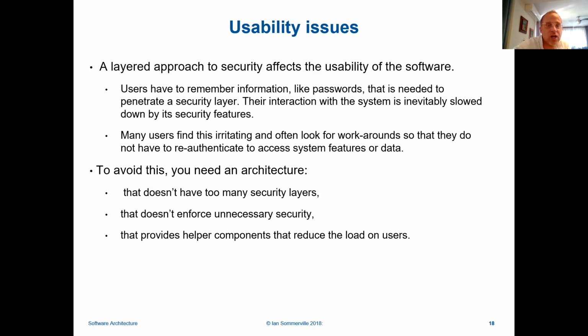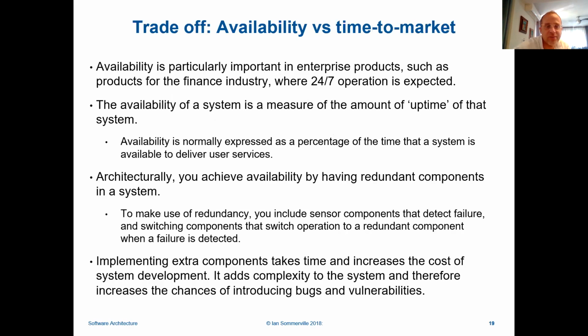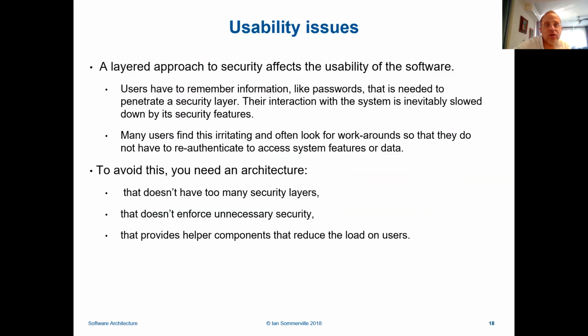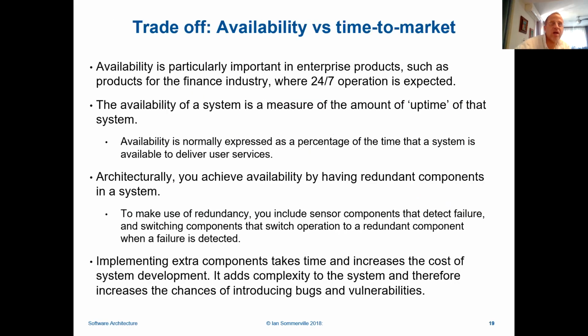To avoid this, you need an architecture that doesn't have too many security layers. It doesn't enforce unnecessary security and provides helper components that reduce the load on users. In other words, don't overdo your security, but you need to have a lot of security. So that's a trade-off between security and usability. Now there's a trade-off between availability versus time to market.